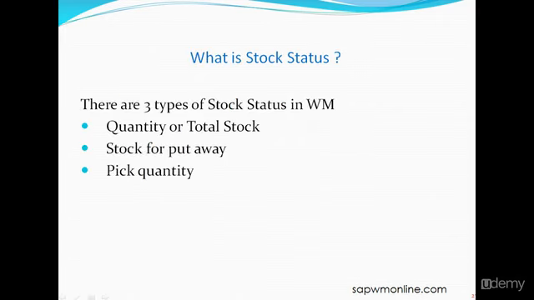So what are the stock status? There are three types of stock status in WM. One is the available stock or the total stock. One is the stock for put away, and the last is the stock for picking or the pick quantity.